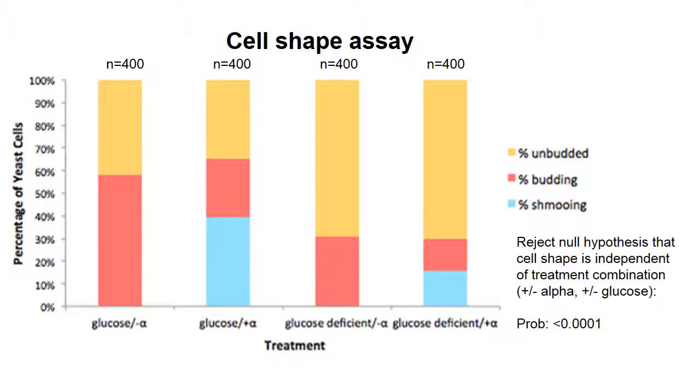Performing a chi-square test allowed us to reject our null hypothesis that cell shape is independent of treatment combination. As you can see, our p-values are less than 0.0001. Also, by doing a cell viability assay, we observed little to no death in any treatment group.